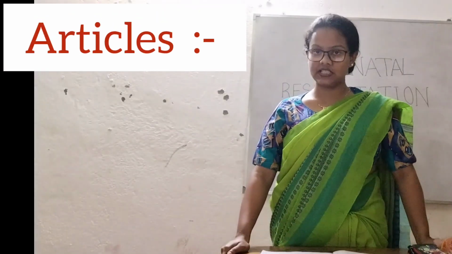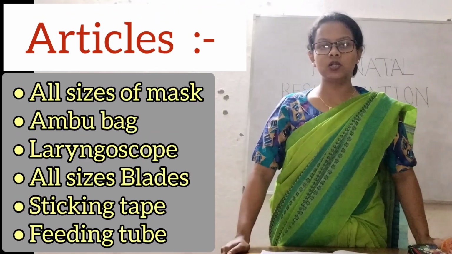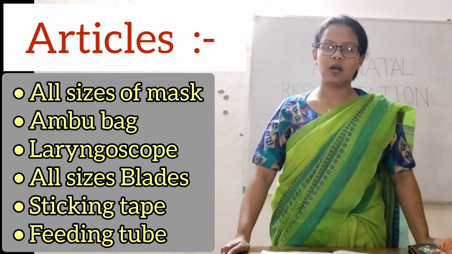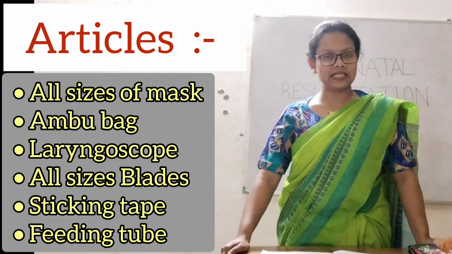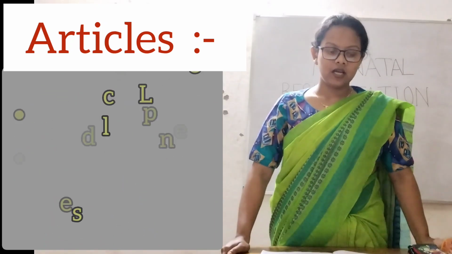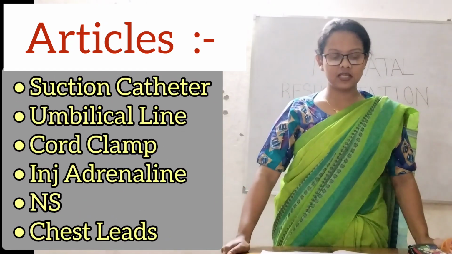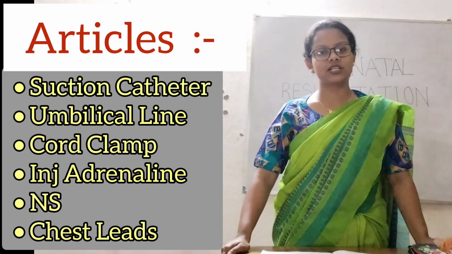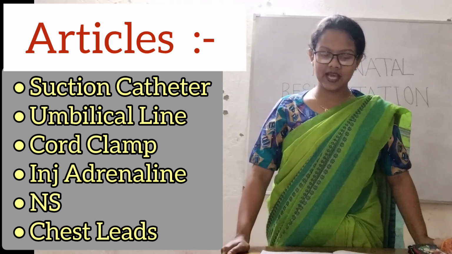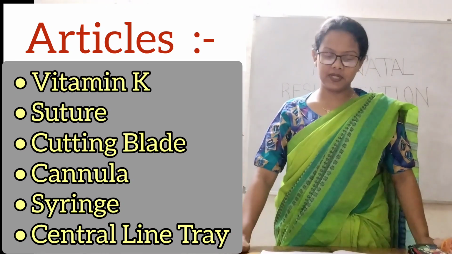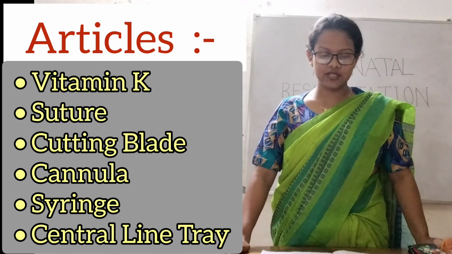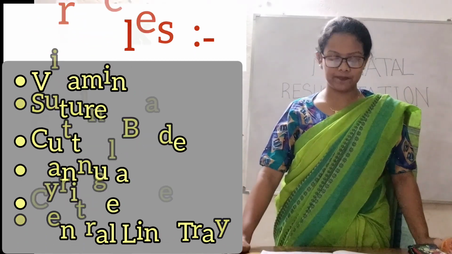Now we will move on to the articles that we will require to perform neonatal resuscitation. First, we will need all sizes of mask. Next, ambu bag, laryngoscope, all sizes blades, sticking tape, feeding tube, suction catheter, umbilical line, cord clamp, injection adrenaline, normal saline, chest leads, vitamin K, suture, cutting blade, cannula, syringes and a central line tray.